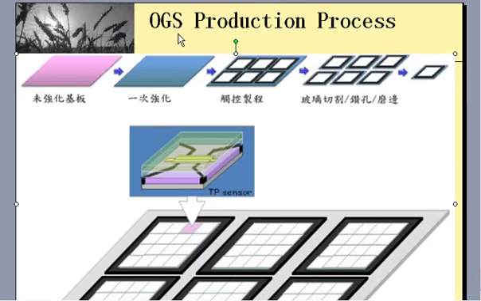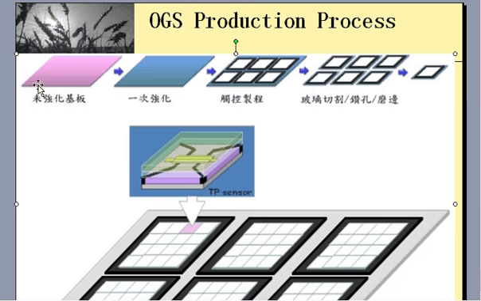And this is an OGS. OGS means one glass solution. We mentioned that we don't need to have the glass for the sensor. Actually the sensor will be produced directly on a cover glass, a cover lens.